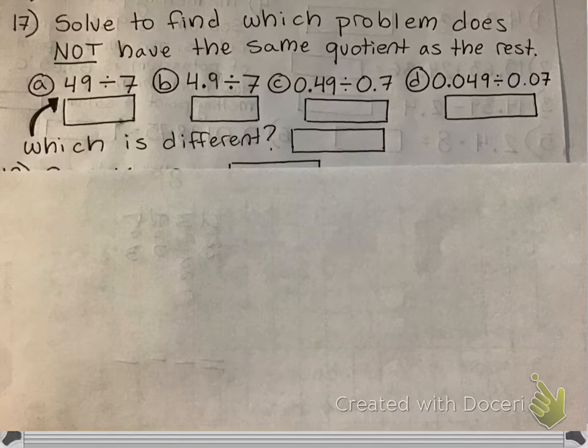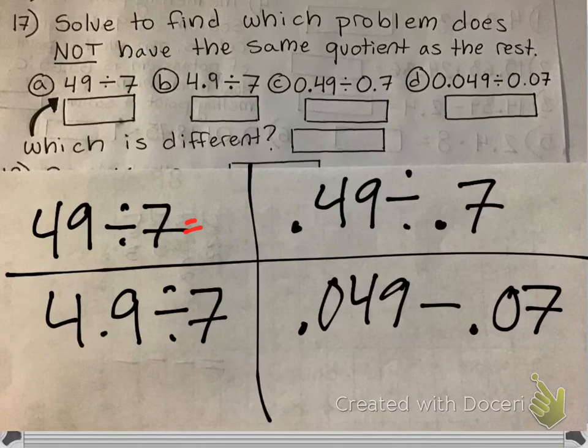Which does not have the same quotient as the rest. That's your hint. That 3 of the 4 should have the same quotient. Let's look through. This first one should be easy. 49 divided by 7. Who can tell me it? Let's see everyone at the same time. 7. Yeah, we know that one.